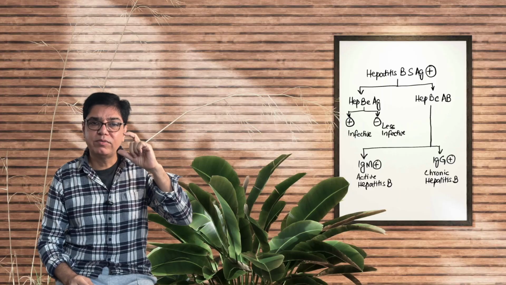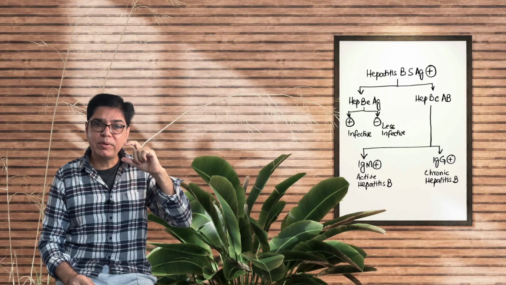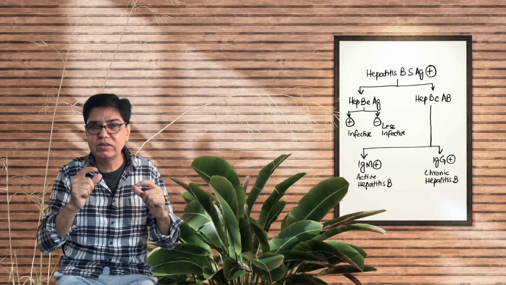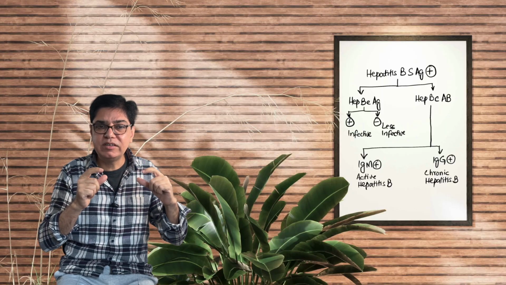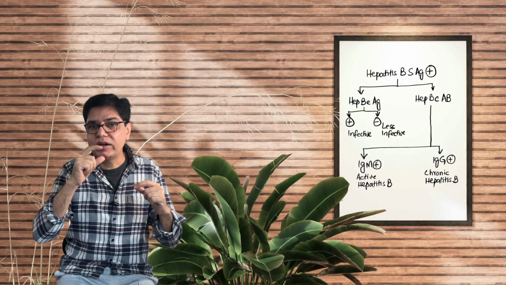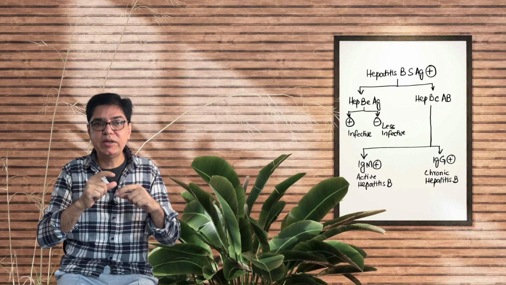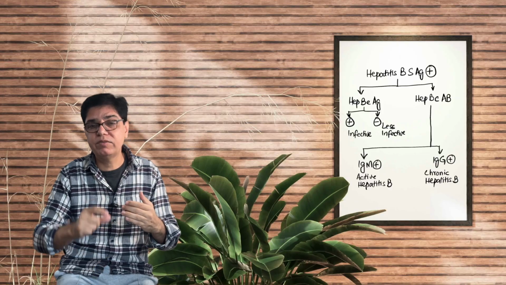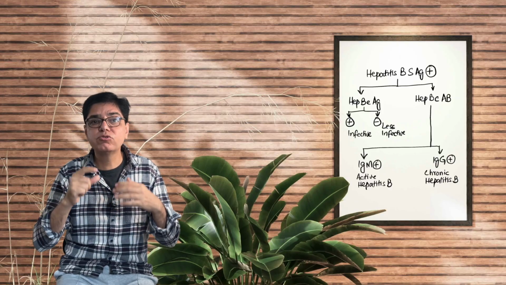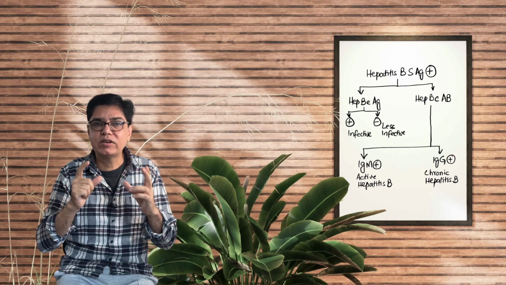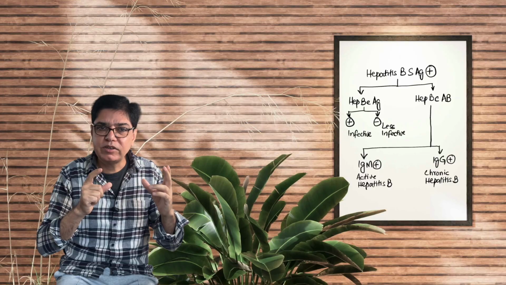So if the hepatitis B surface antigen is positive, you will do hepatitis B E antigen number one, and you will do hepatitis B core antibodies. If E antigen is positive, it means he is infective. If the core antibodies are positive, you have to see whether it's IgM or IgG. If IgM, it means acute hepatitis B infection. If it is the IgG type, that means chronic hepatitis B. So that is for if the person has got hepatitis B surface antigen positive.